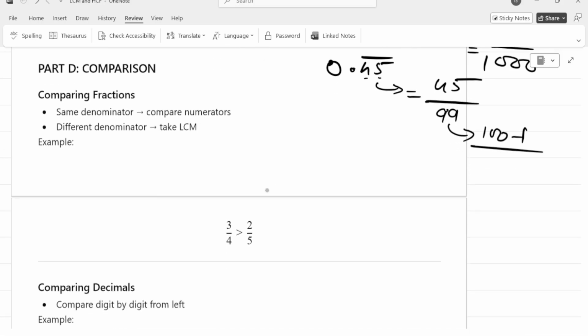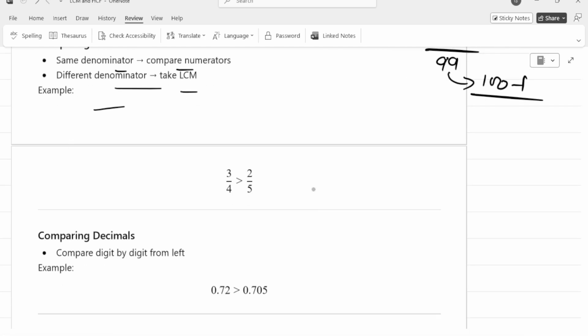Comparing fractions: same denominator, compare numerator; different denominator, take LCM. Now okay, which is greater? 3 by 4 is greater, or 2 by 5 is greater? That is a very confusing part. 3 upon 4 and 2 upon 5, we can't directly assume which is greater.